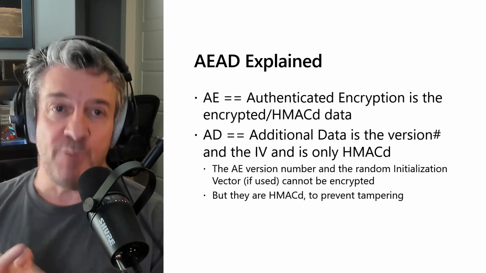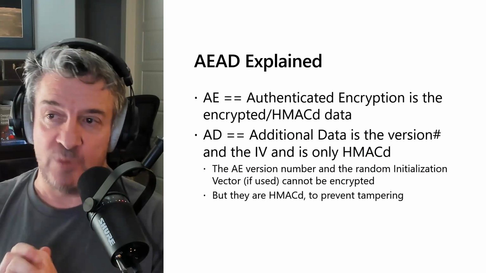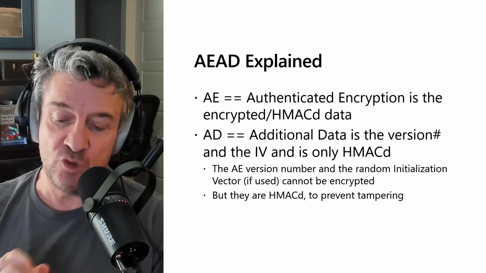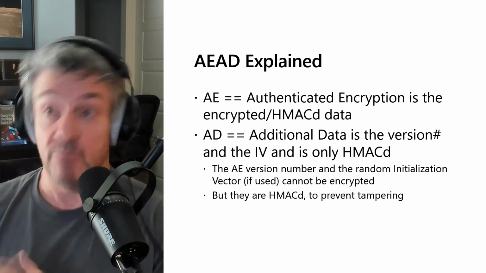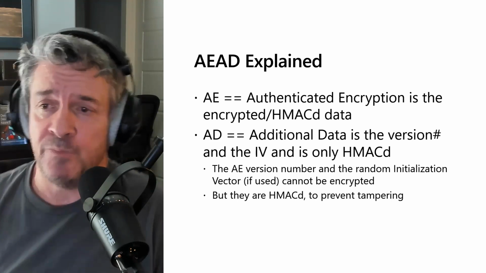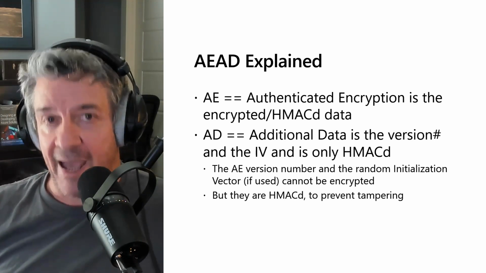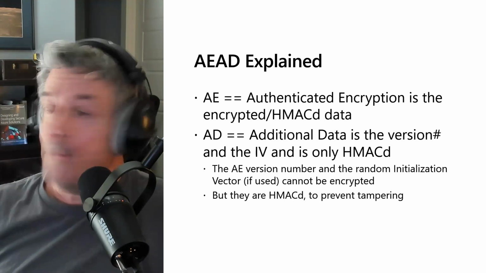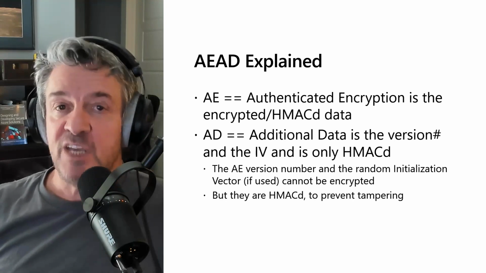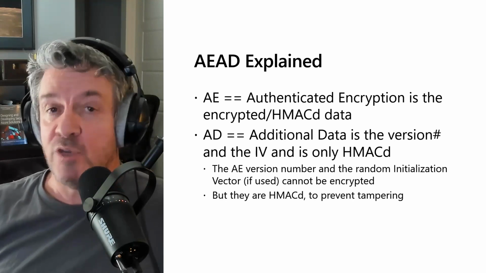The AE part of AEAD stands for authenticated encryption, and that is used to bulk encrypt and protect, in this example, the social security numbers. AD stands for additional data. This is data that is MAC'd for integrity control, but it's not encrypted. Because if you think about it, we can't encrypt the version number nor the initialization vector.